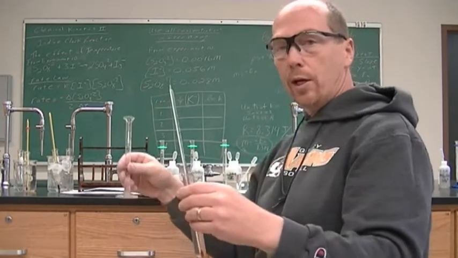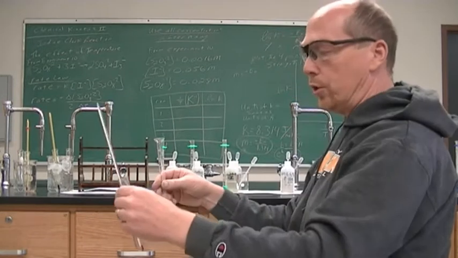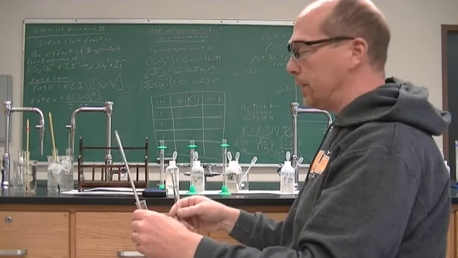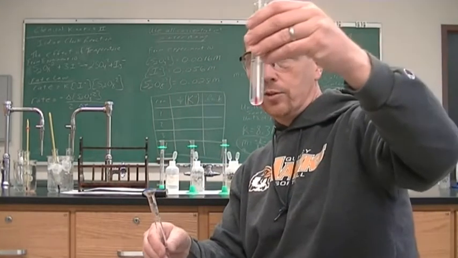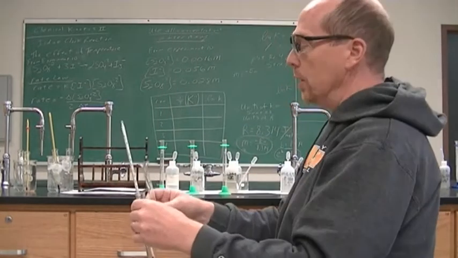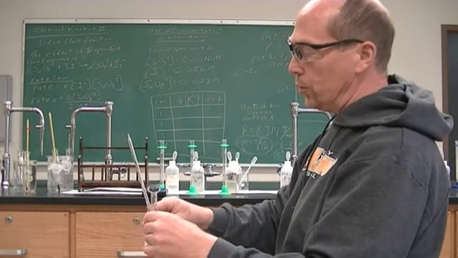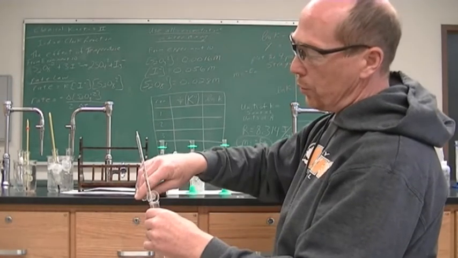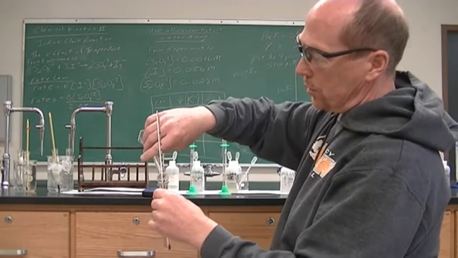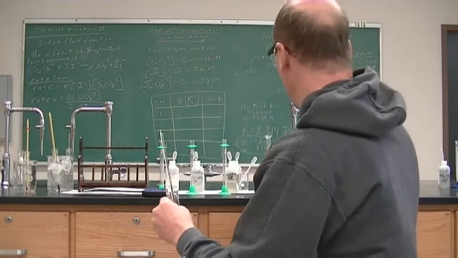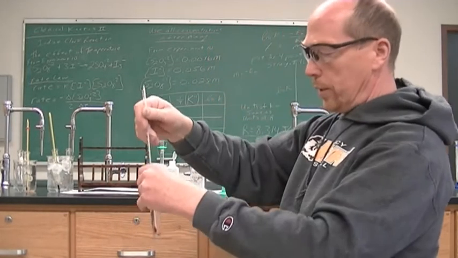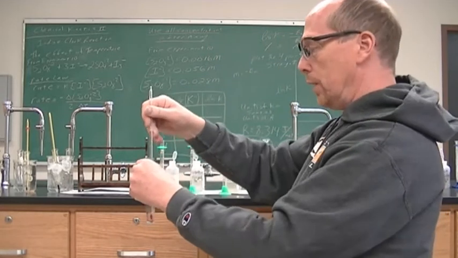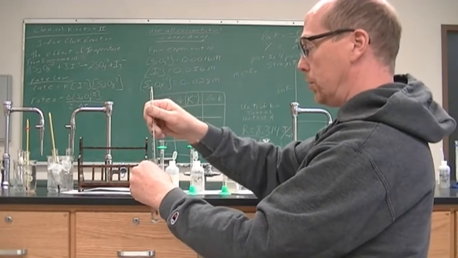Alright, and so now I'm going to add my S2O8 to start the reaction, and I will start my timer. And I'm going to stir this up. Now this is going to be harder to mix in a test tube than it is in a flask. We're going to do all of these in test tubes. I'm going to start the timer, and then I'm going to mix this.